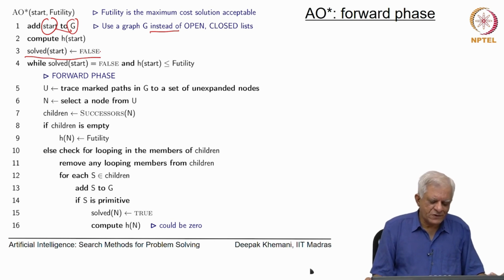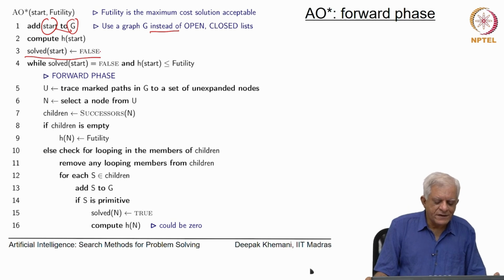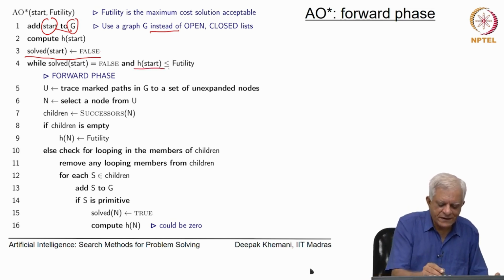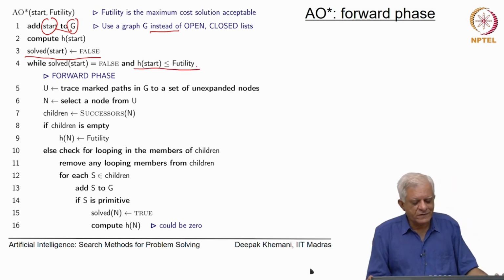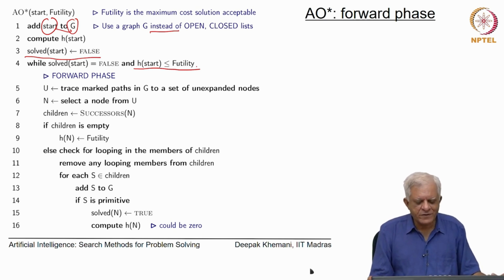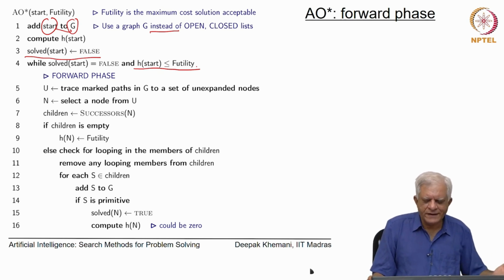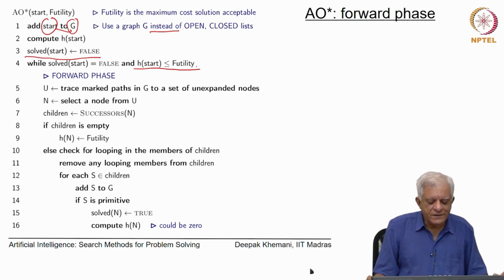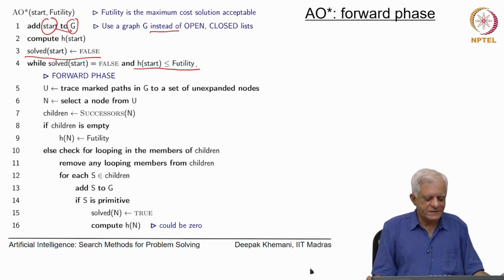So, as long as the root is not solved, we proceed, and this is exactly like what we were doing in triple S star, but we have put in another condition, that the estimated cost of solving the node should be less than some acceptable cost, which we call futility. And futility is some cost beyond which we say that we are not interested in a solution. It could be anything, it could be a very high value, or it could be tending to infinity if there is no solution, even then you would label it as futility. But basically, beyond a certain cost, you are not willing to work on the problem any further.